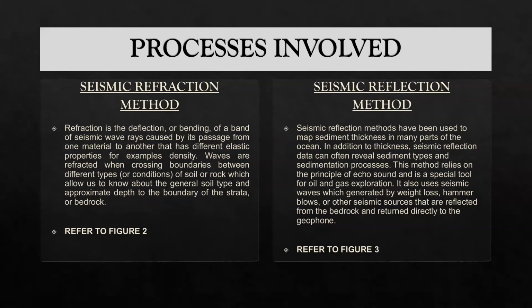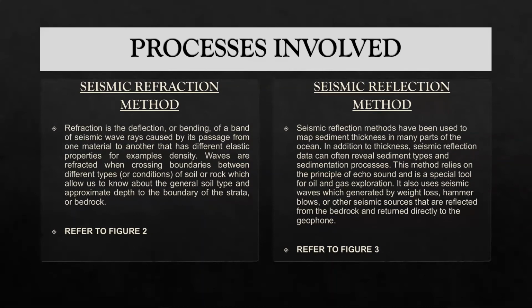Second is seismic reflection method. Seismic reflection methods have been used to map sediment thickness in many parts of the ocean. In addition to thickness, seismic reflection can often reveal sediment types and sedimentation processes. This method relies on the principle of echo-sound and is a special tool for oil and gas exploration. It also uses seismic waves which are generated by weight drops, hammer blows or other seismic sources that are reflected from the bedrock and returned directly to the geophone.